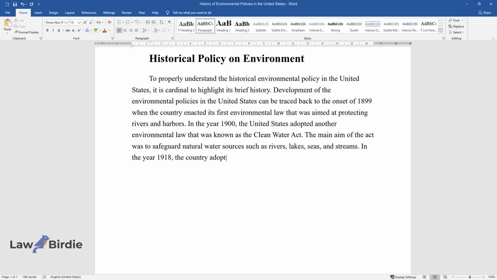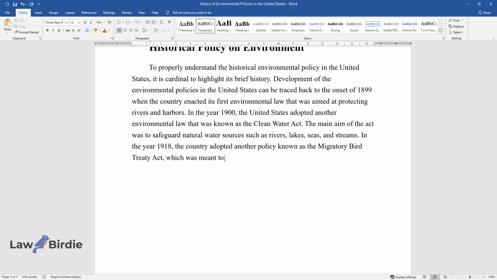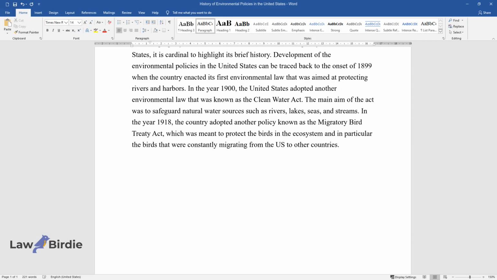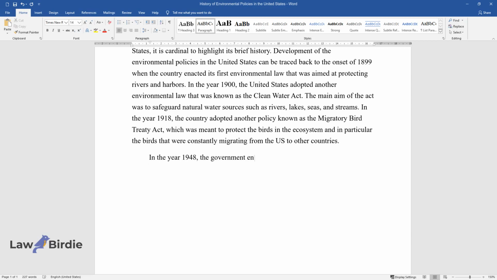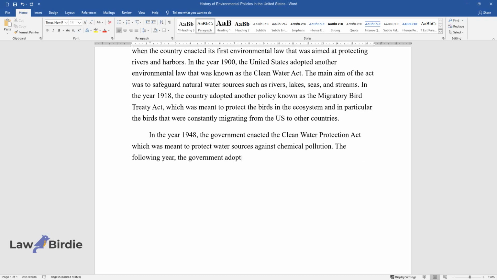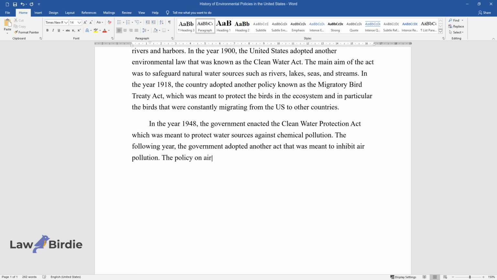In the year 1918, the country adopted another policy known as the Migratory Bird Treaty Act, which was meant to protect the birds in the ecosystem and in particular the birds that were constantly migrating from the U.S. to other countries. In the year 1948, the government enacted the Clean Water Protection Act, which was meant to protect water sources against chemical pollution. The following year, the government adopted another act that was meant to inhibit air pollution. The policy on air protection was later modified to accommodate other requirements.